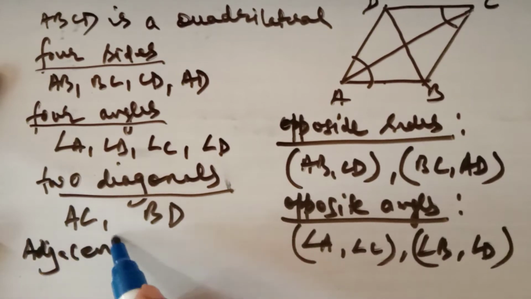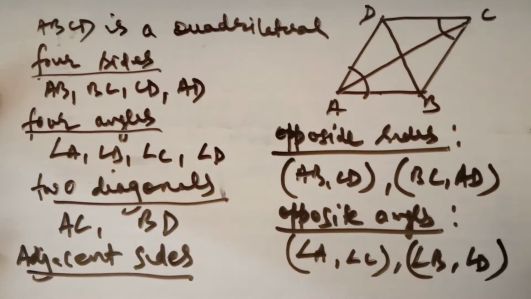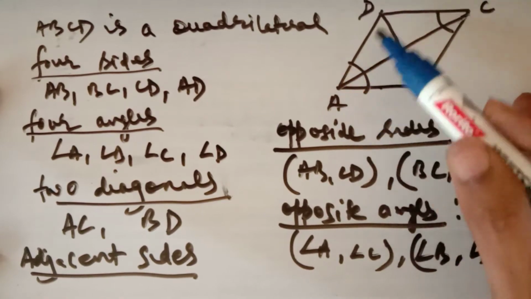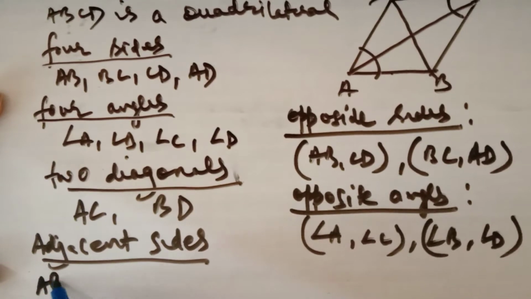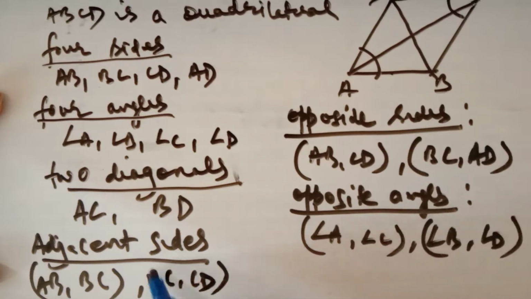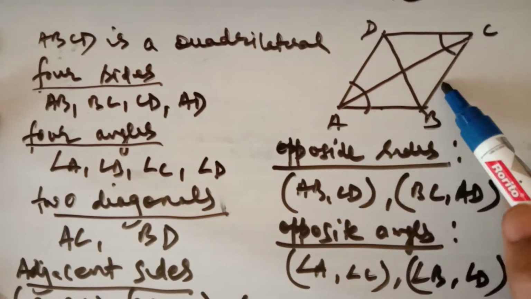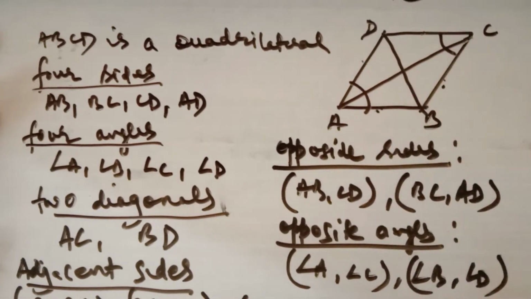After that, we have adjacent sides. Adjacent sides are those which have one vertex common, that is AB, BC; BC, CD; CD, DA; and DA, AB. There are four pairs of adjacent sides. This and this are adjacent sides, and so on for each pair.